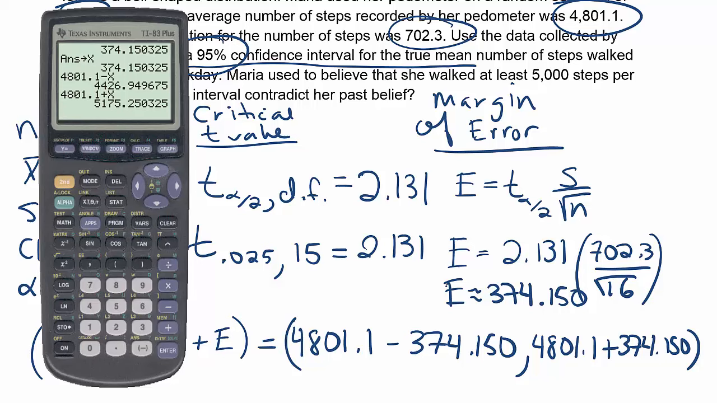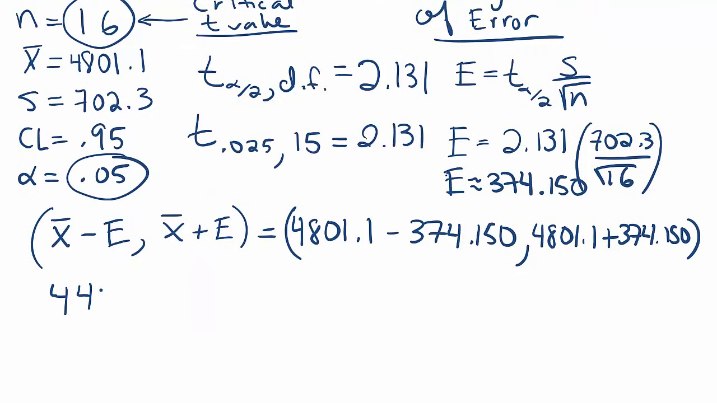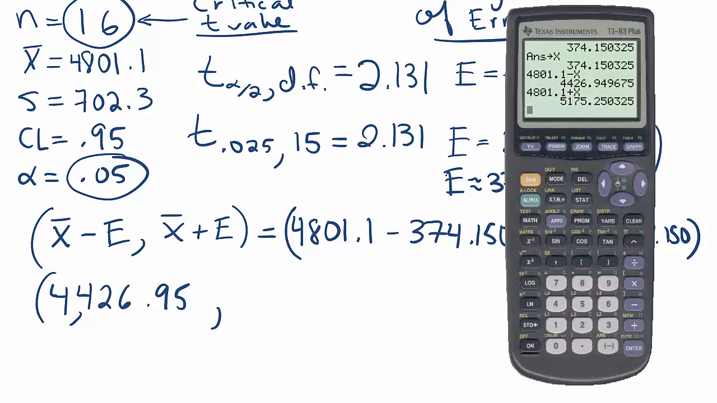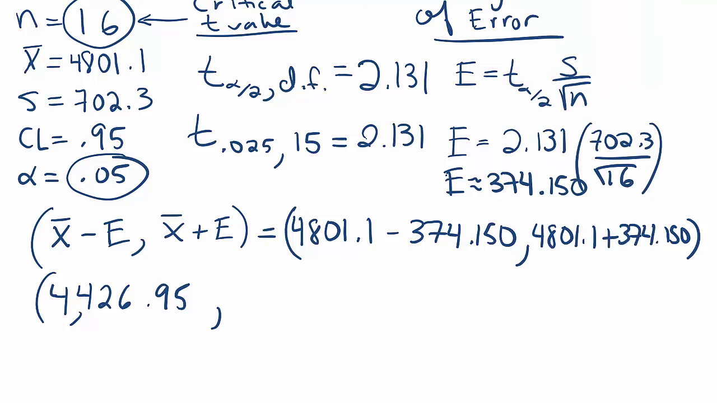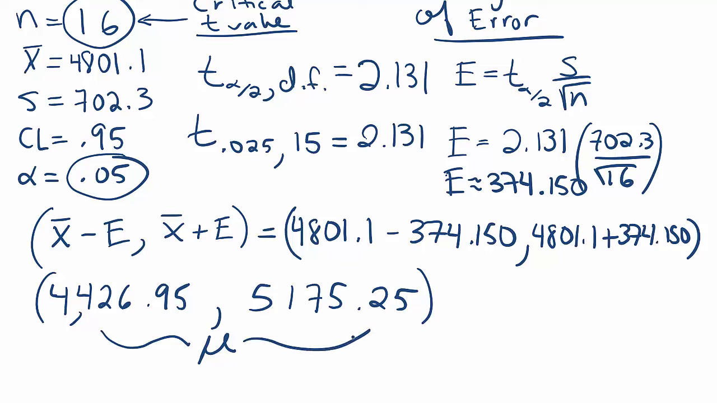So you get 4,426.95 to 2 decimal places, up to 5,175.25. Okay, and remember, this is where we think the true population mean is, right? So this is where we think her true mean value lies. It's somewhere between these two numbers.